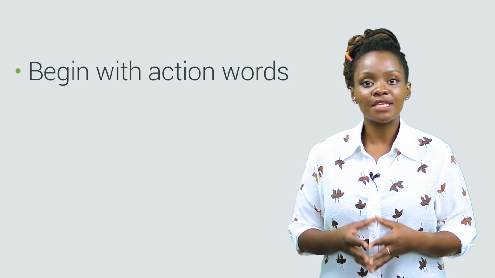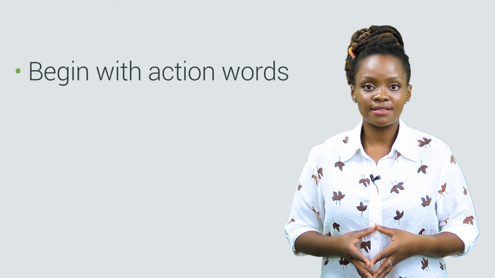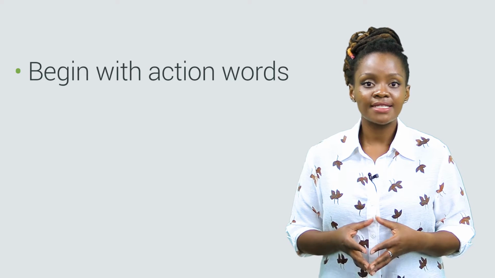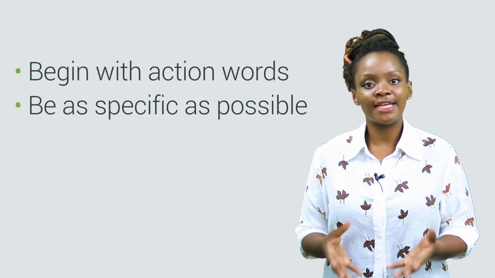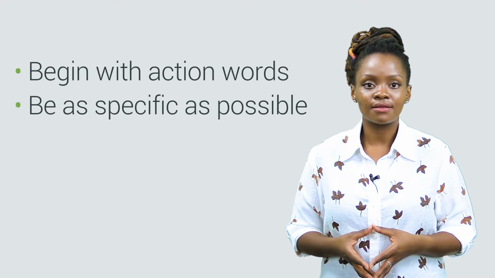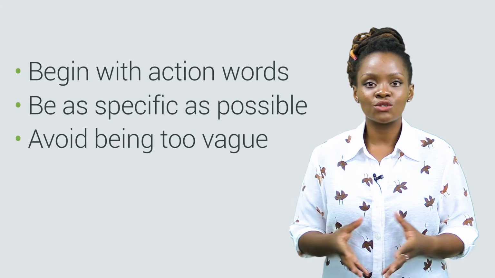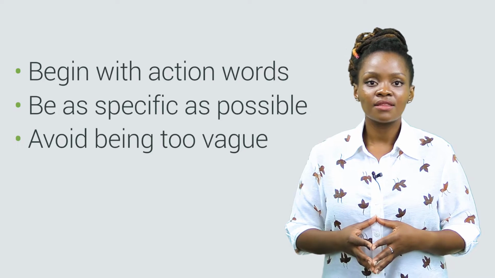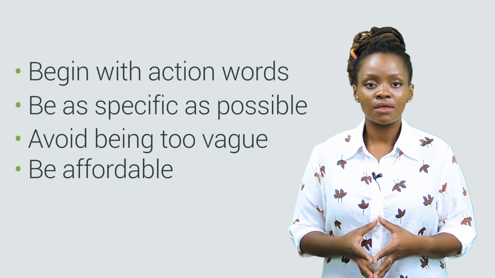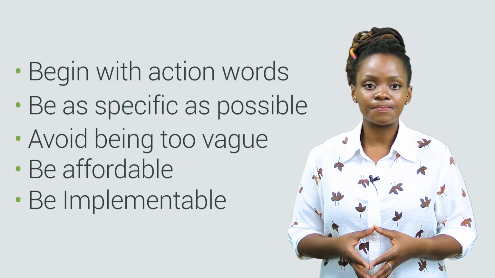Firstly, begin with an action word such as draft, implement, facilitate, or commission research. Secondly, be as specific as possible. For example, draft an alien invasive eradication plan for a particular community. Thirdly, avoid being too vague. For example, saying improve infrastructure. The sub-projects must be affordable and also be implementable with current staff and timeframes.